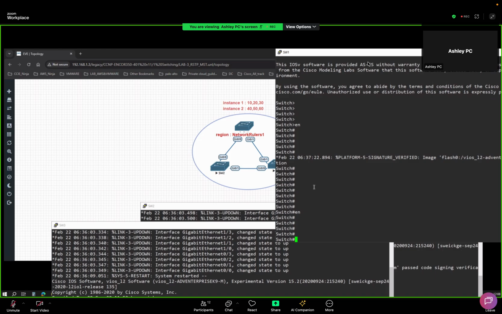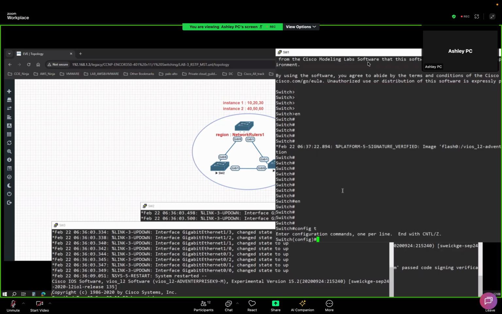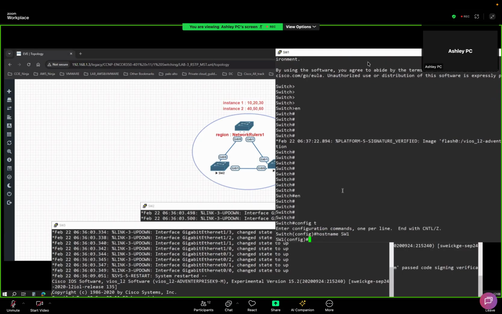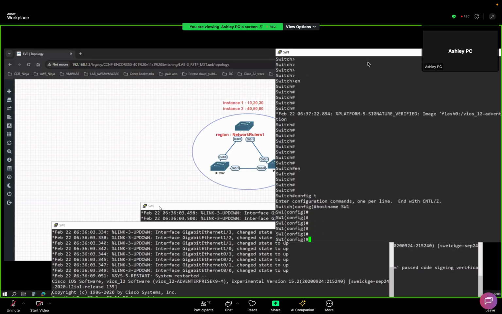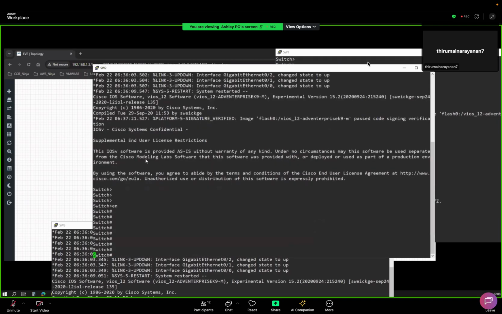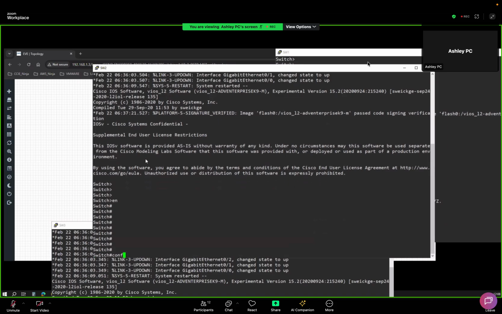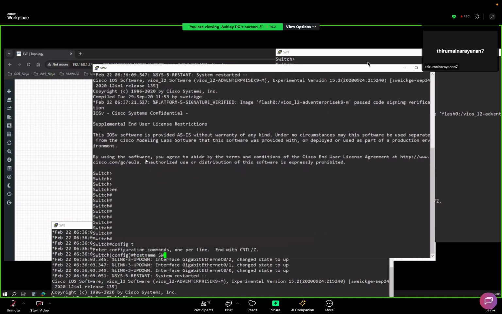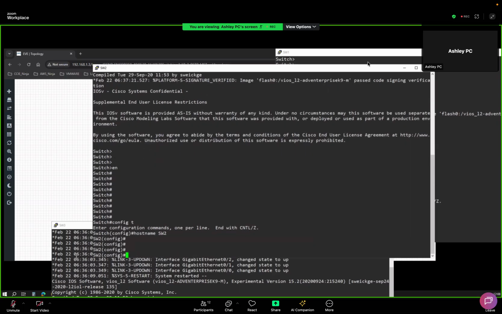So let's assume that I have VLAN 10, 20, 30, 40, 50, 60. What is the first thing we need to do? We need to create VLANs. First, we need to change the hosting mode. Config T, hosting. Just hosting is the basic thing. In terms of your MST configuration, what is the first step you need to take? It's okay if you are saying it's spanning-tree mode MST. Perfect.